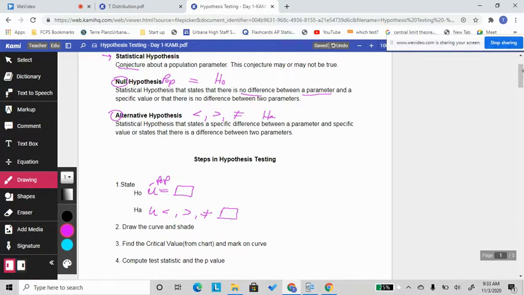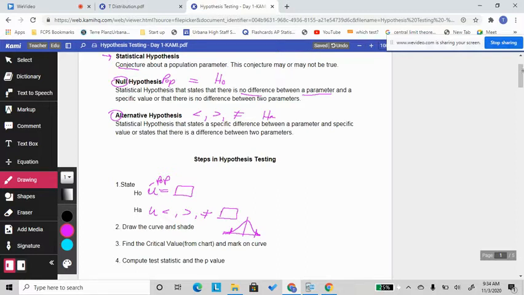The next step is to draw a curve and shade. So we're going to talk about that next. We're going to draw a little normal curve, and this number right here is where the mean is going to be set. And we're either going to shade left, right, or both sides. So we either think that this mean is now less than, we shade left, greater than, we'll shade right, or two-tailed, we don't know, so we'll shade both. And we're going to shade these little tail areas, and I'll talk about that as we go along.